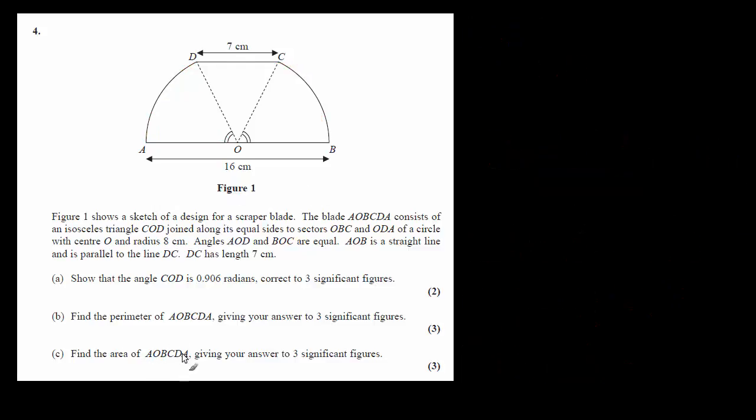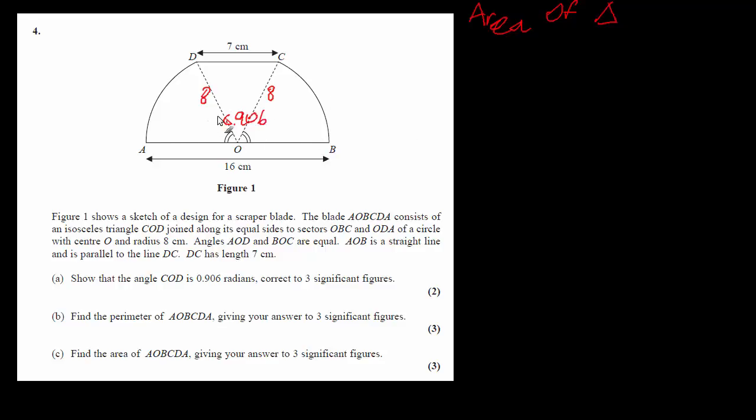So this one says to find the area of AOBCDA. So for this one, we have a triangle and we have the two sectors. So if we start off finding the area of a triangle, area of the triangle. So it's a non-right angled triangle, but we do know these sides. So this one, remember, is 8 and 8, and we know the angle is 0.906.